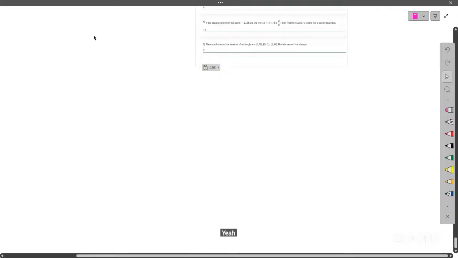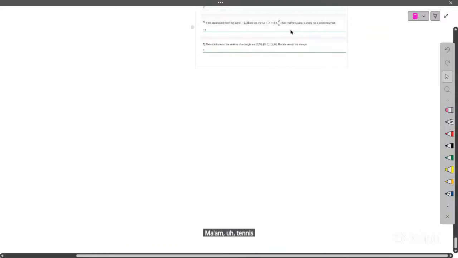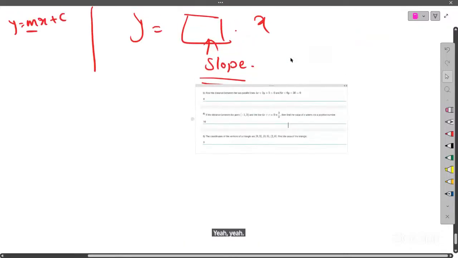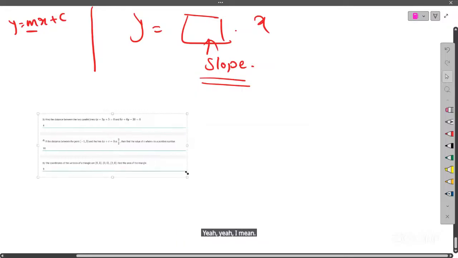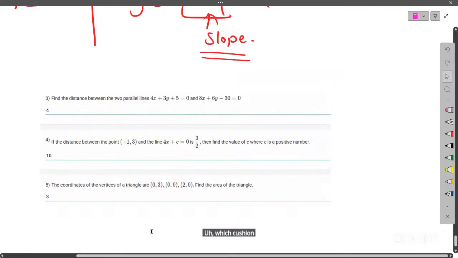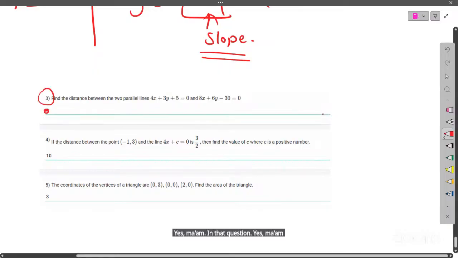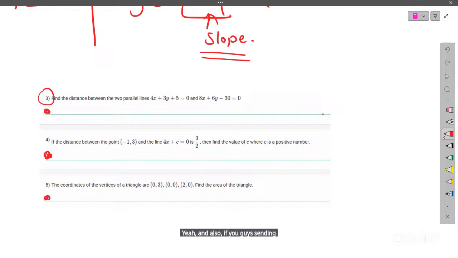Yeah. So this is the question of Russell. You can unmute yourself and let me know what's your doubt in these three questions. Ma'am, can you explain the parallel? Yeah, I will. The third question, I don't get that answer. Which question? Third question, ma'am. In this screenshot, my screen is visible, right? Yes, ma'am. Third one.